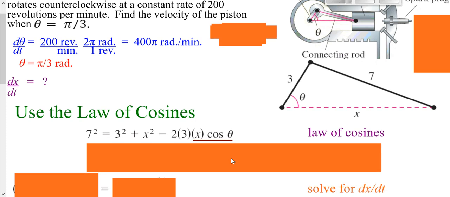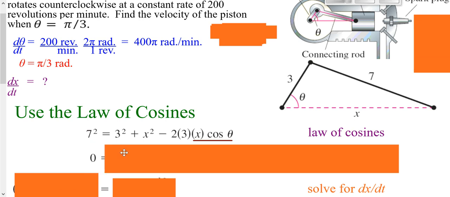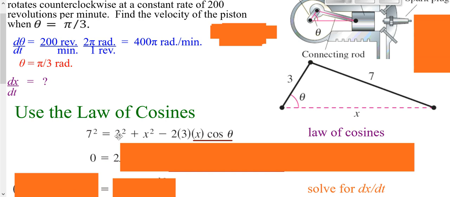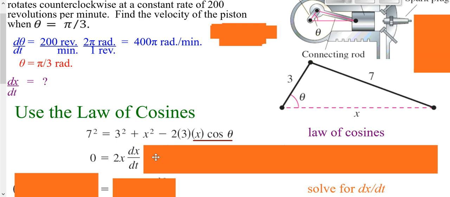Well, to get all these rates to show up, we just have to take the derivative. Derivative of 7 squared is 0. Derivative of 9 is 0. Derivative of x squared: put the 2 in front, decrease the power by 1. Chain rule, derivative of the inside, derivative of x with respect to t. Minus, oh, we have a 6x times a cosine. We're multiplying variables. Oh, cool. We get to do product rule.